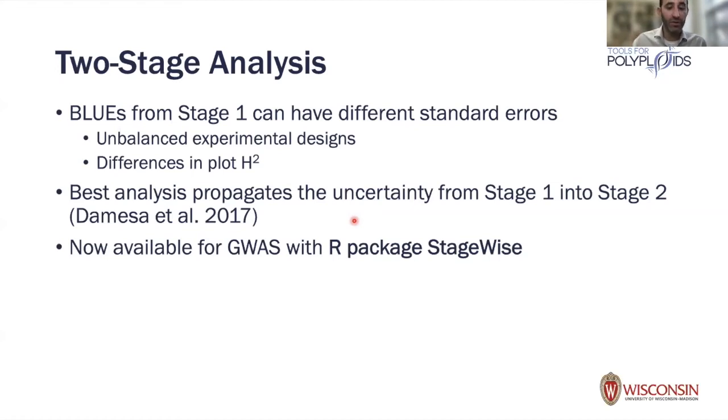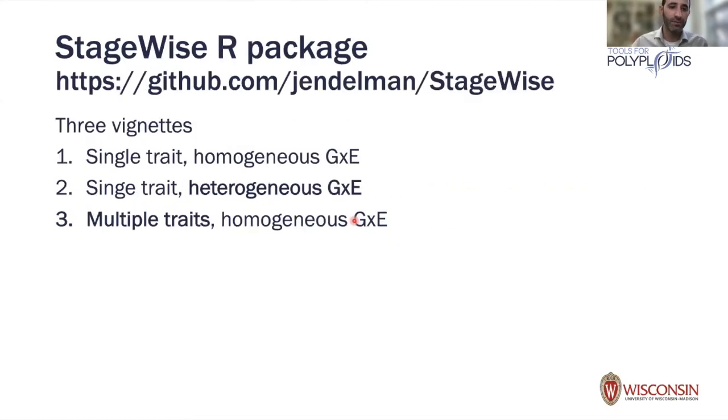Now, you can't do this propagation of uncertainty in GWASpoly, but you can in a package that I've been working on for the last year, which you're going to hear a lot more about tomorrow. The package is called StageWise. I'm bringing it up now because it also does have the ability to do a GWAS, even though it's not as extensive in functionality as what GWASpoly can do. So in the StageWise package, which is also on my GitHub site, there are 3 vignettes, and we're going to be going through those in more detail tomorrow.